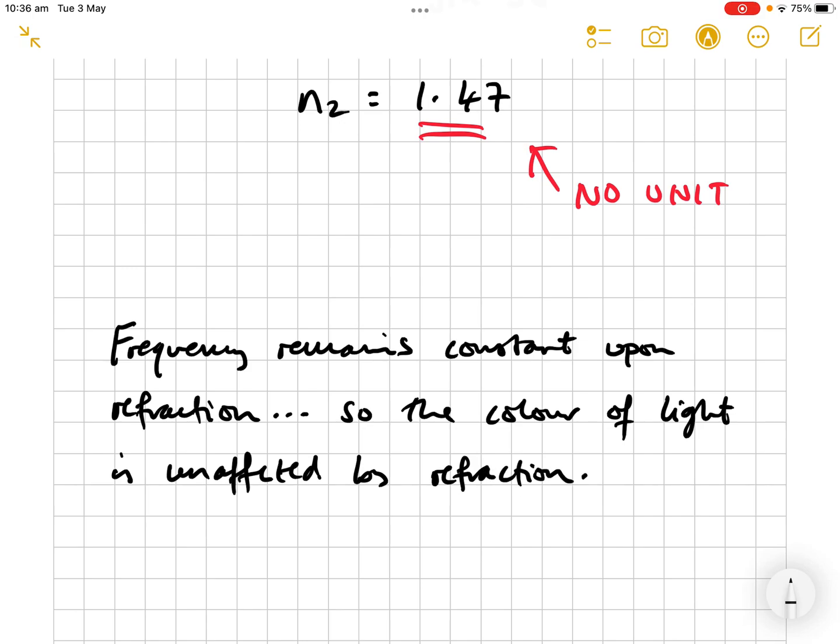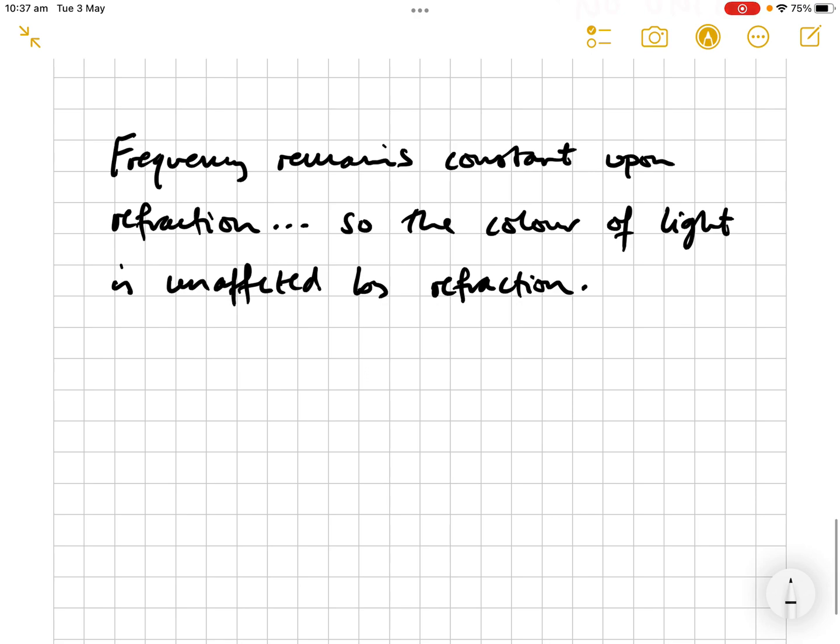So if blue light goes into a block, the light will still be blue inside the block, and it will still be blue when it comes out of the block. So the actual frequency, which is what determines colour, is constant. It's not actually wavelength that determines colour, although we often talk about it as if it does. But very often you can use wavelength as a proxy for colour, but technically it's actually the frequency.